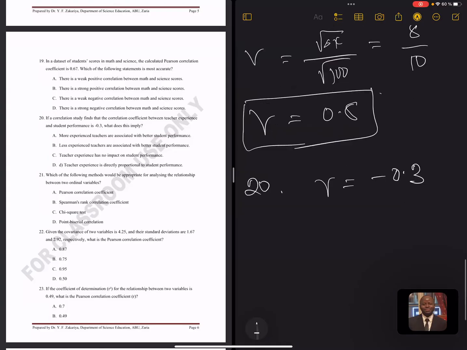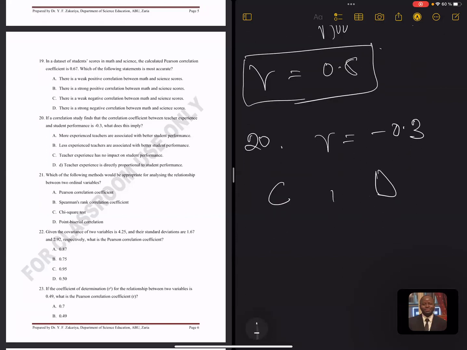C. Somebody says C. Any contrary opinion? Yes, associated with better student performance. Why is it? Less experience associated with better. D. Somebody say B. No, not B. D, okay, D for dog. Somebody say D for dog. Any contrary opinion? Somebody, C, we have C already on the board. Any contrary opinion?